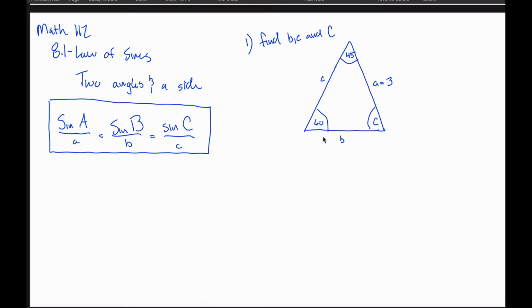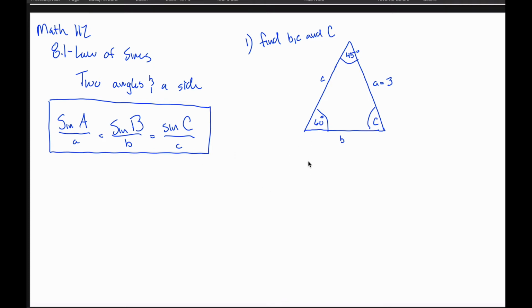So for example, suppose you had this triangle and you know that this is 60 degrees down here and this is 45 degrees up here, and I'm calling this side length B and this side length C and this side length A, and we know A equals 3, but we don't know B or C. And suppose we want to find everything we don't know, namely side lengths B and C and angle C. Turns out you can do all of that using the law of sines.